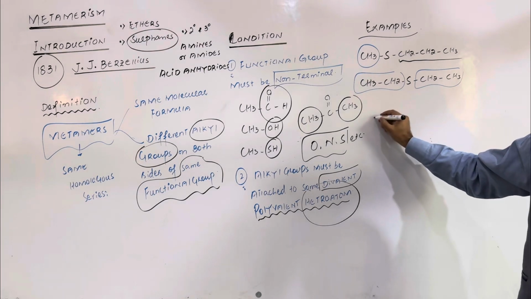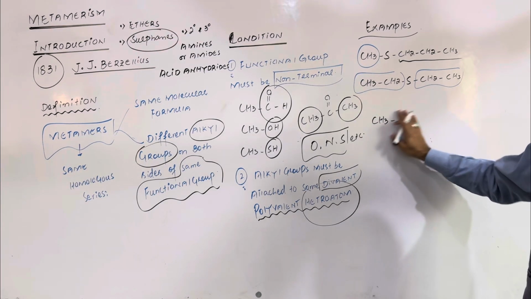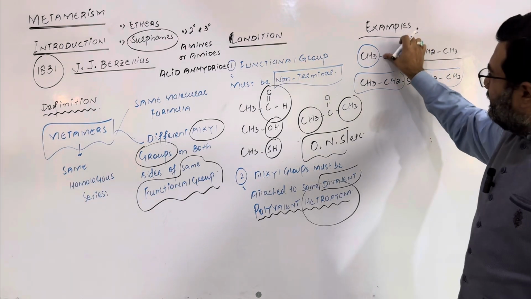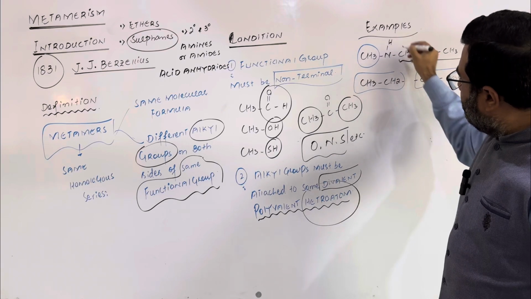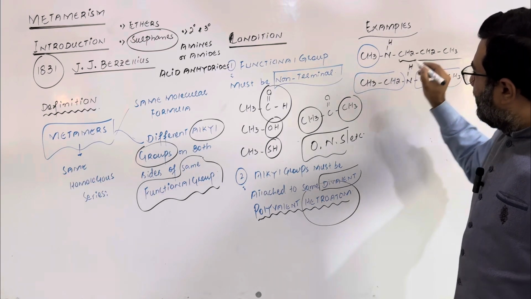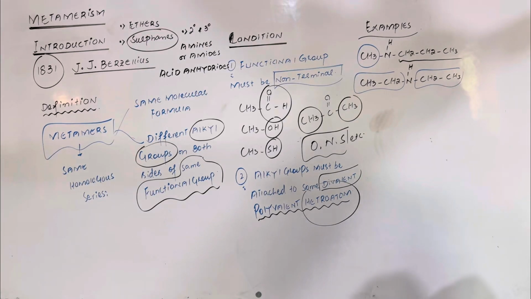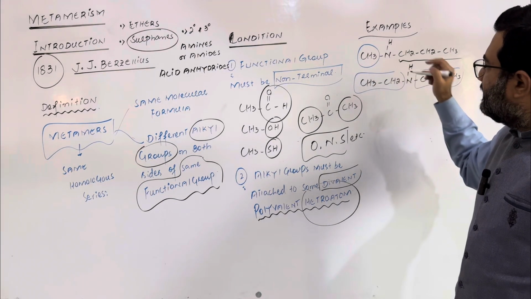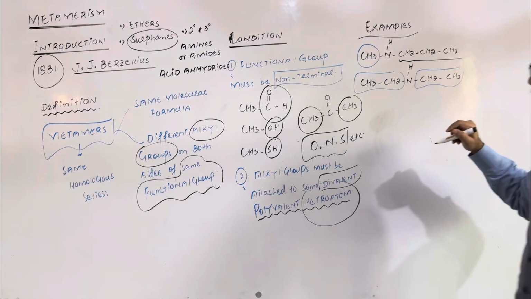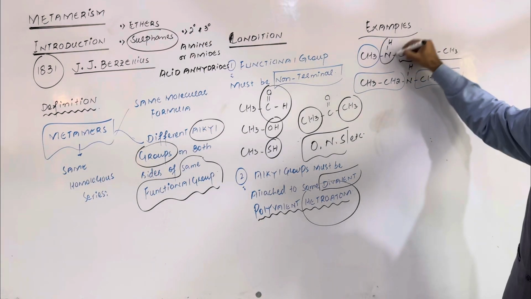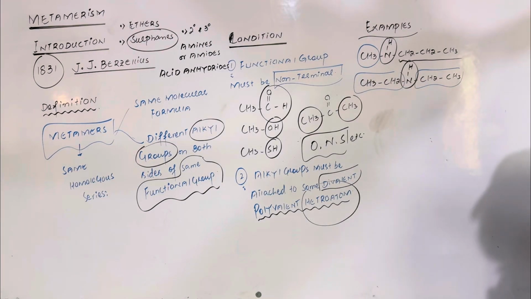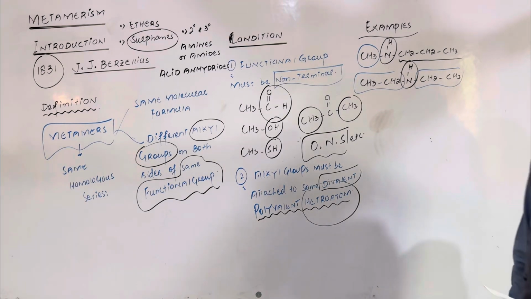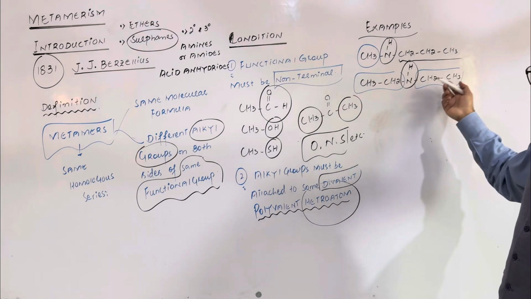Now let us talk about the amines, secondary amines first of all. A very simple example: instead of sulfur, now place NH. They are two secondary amines. Why are they secondary amines? Because nitrogen is attached to two alkyl groups, two carbon atoms. And again, you can see that this is the secondary amine functional group, and on both sides of the secondary amine functional group, the nature of the alkyl groups is different. So they will also be called metamers of each other.